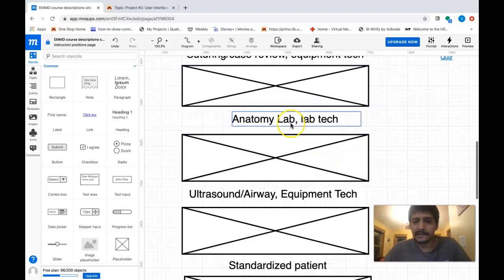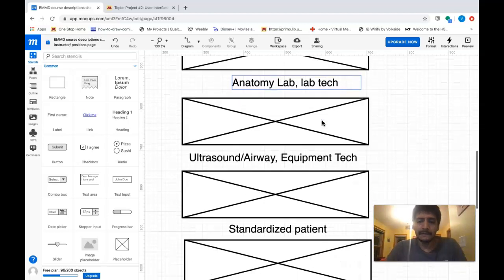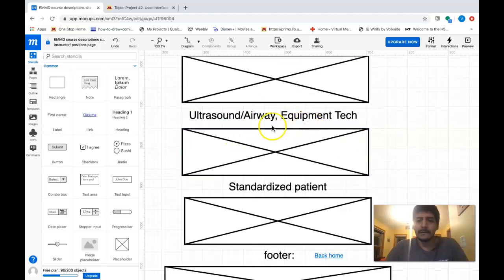The bequest lab or the anatomy lab, that is typically taught by a doctor. It on occasion has been taught by very experienced and very specialized paramedics, and then the lab tech, typically we like to hire nurses or paramedics for that, because you have to have a bit more clinical background to do that. Ultrasound and airway. Ultrasound, again, typically a doctor. Airway can be done either by a doctor or a paramedic. The equipment tech is essentially anybody that's just setting up and cleaning up the equipment.